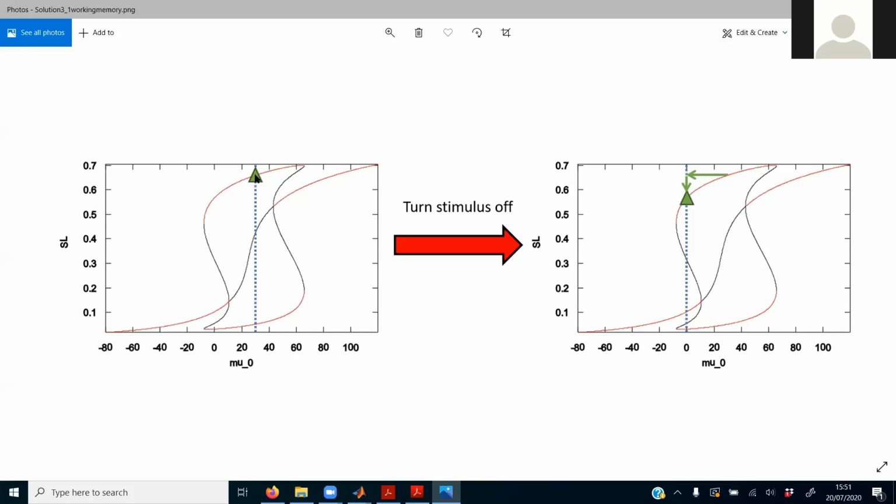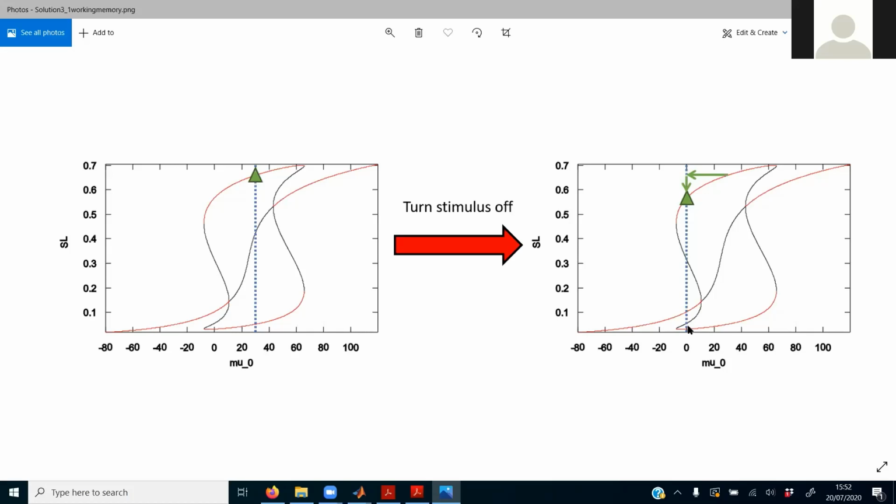Now we're asking, if I turn the stimulus off, will I remember my decision? So the stimulus is set back to 0. Because we instantaneously turn this stimulus back to 0, not gradually turning it off, it's turned straight off, we've jumped from being at this point on this steady state to over at this point here. So same value of SL, but a different value of mu naught. Then we want to move towards the nearest stable steady state, so we just follow this green arrow down and come to this point here. So we don't go all the way down to the symmetric steady state again.